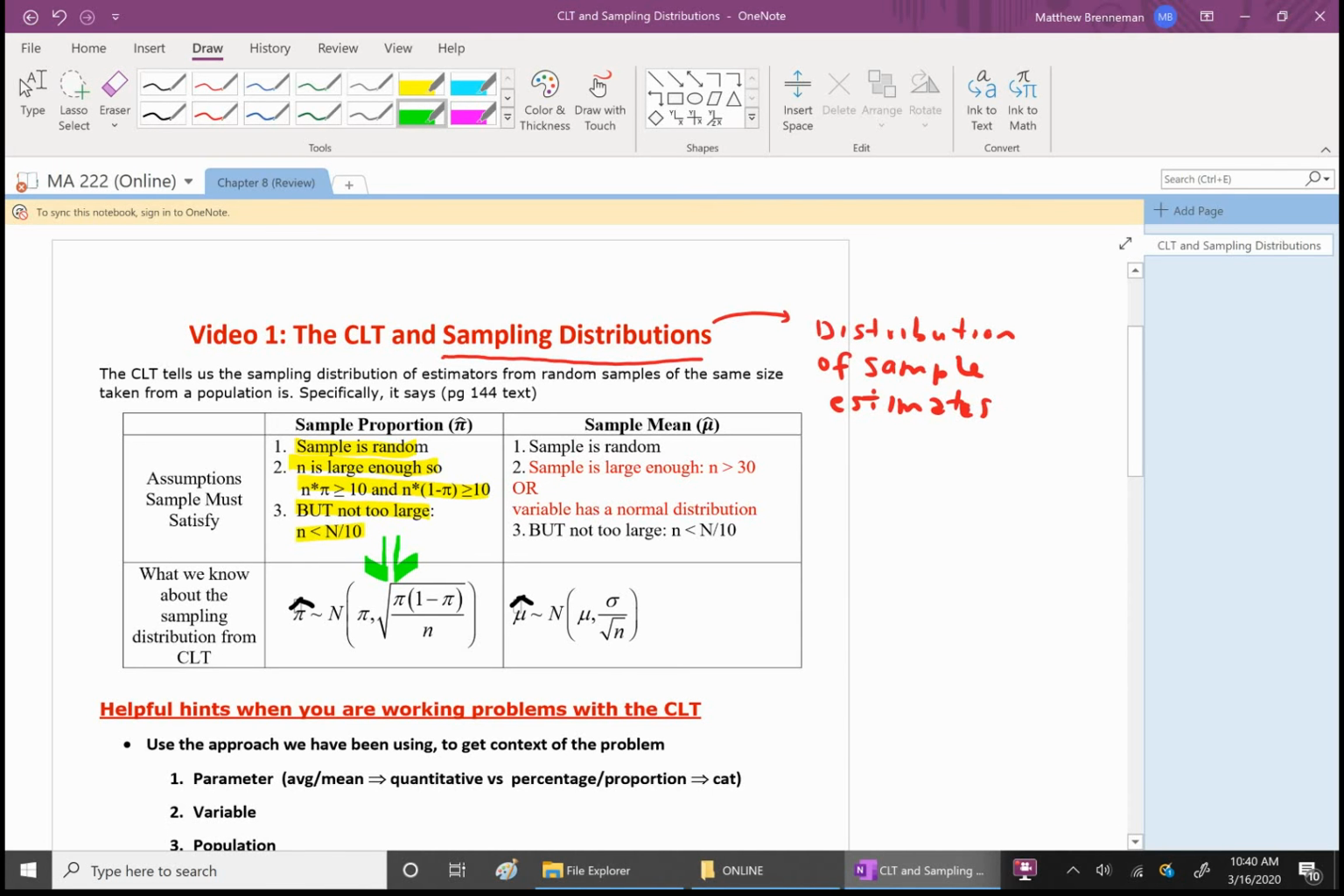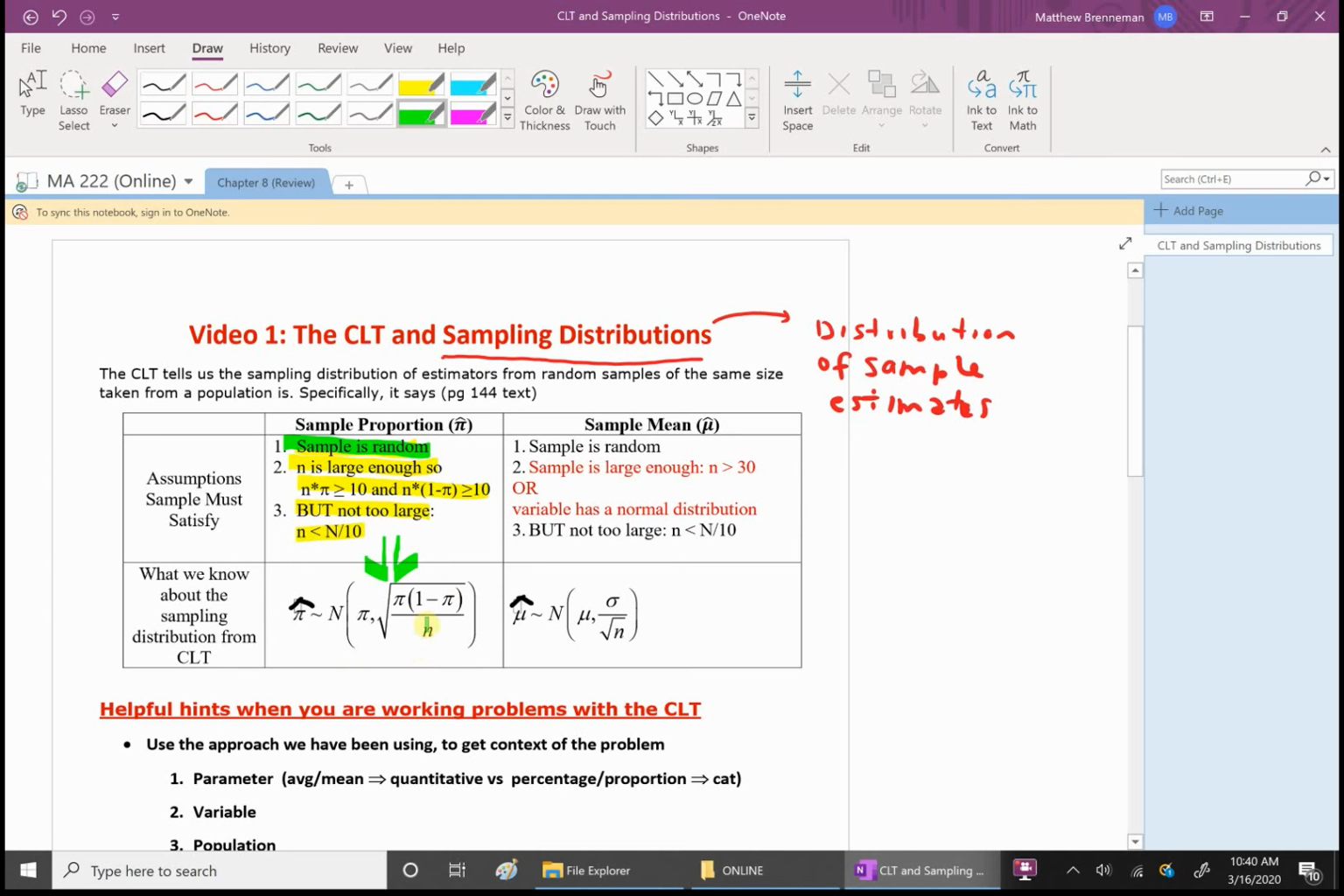So if all of that is true, then the central limit theorem lets us state what the distribution of pi hat is. It says pi hat has a normal distribution. It's centered around the population parameter, which again is not a surprise. We know that because the sample is random. That actually we don't need the central limit theorem for.